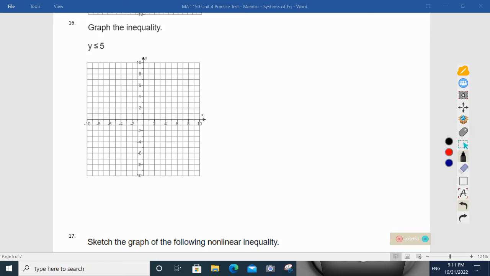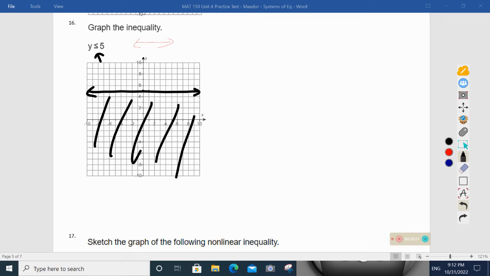Okay, question number 16 says graph, and it's just y equals a number. Well, anytime you have y equals a number, it's going to be a horizontal line. So what you're going to do is go up to y equals 5, plot your point, and then you just have to have another point when you draw your line. All right? There is an equal to on this one, so it's not a dotted line. It is a solid horizontal line. All right? Now, don't forget you have to shade above or below. It's less than. If somebody's less than you, they're below you, so you shade below.